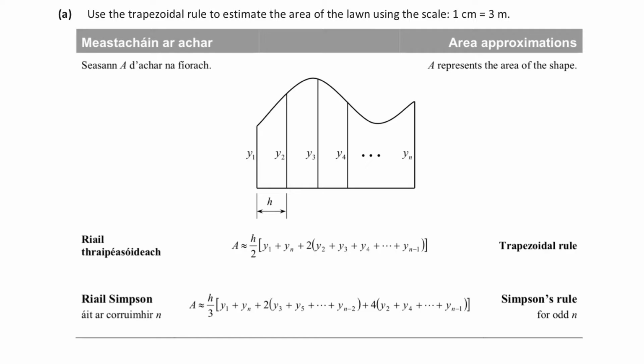Simpson's rule is there also, but we won't be using Simpson's rule, so there's no need for us to worry about that. It's the trapezoidal rule that we're using, and A represents the area, H represents the height between these. Y1 is the first one, YN is the last one, plus 2 times Y2, Y3, Y4, and then dot, dot, dot, up to YN minus 1. If this one is YN, then YN minus 1 just means whatever one comes before it. So it basically means that you're adding all of these ones here in the middle.